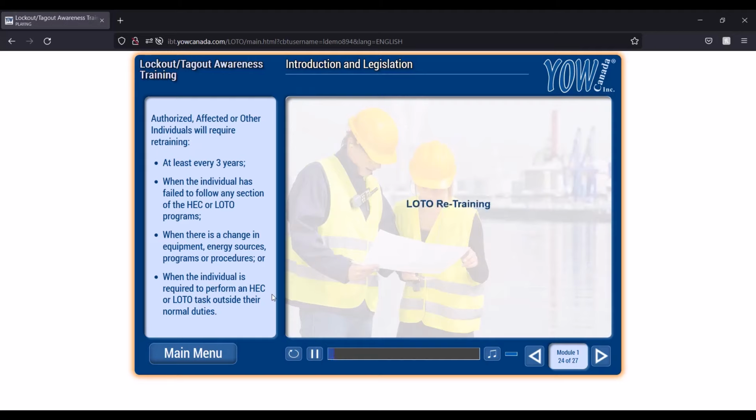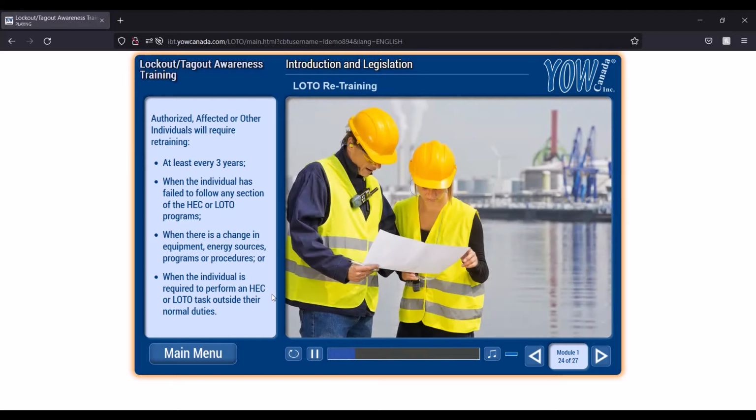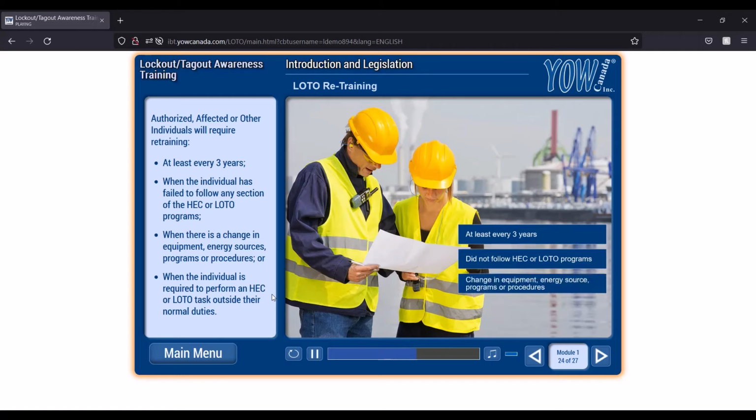Loto Retraining. Authorized, affected, or other individuals will require retraining at least every 3 years, when the individual has failed to follow any section of the HEC or Loto programs, when there is a change in equipment, energy sources, programs, or procedures, or when the individual is required to perform an HEC or Loto task outside their normal duties.